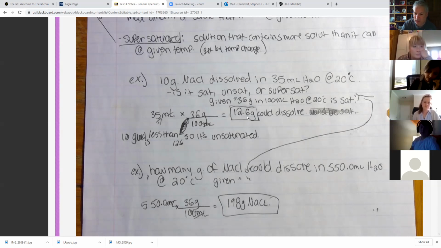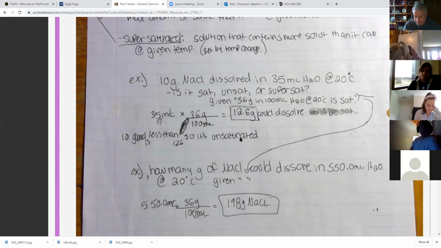Is it holding that, holding more than that, or holding less than that? Holding less, which makes it what? Unsaturated. So that goes back to what was given in the problem. Our 35 milliliters could hold 12.6 grams, but it's only holding 10, which is less than the 12.6 that it could hold. So it's unsaturated. If I had 12.6 here, it would be saturated. If I had 13.1 there, it would be supersaturated. So comparing the amount you calculate to the amount you were given tells you what kind of solution you have.